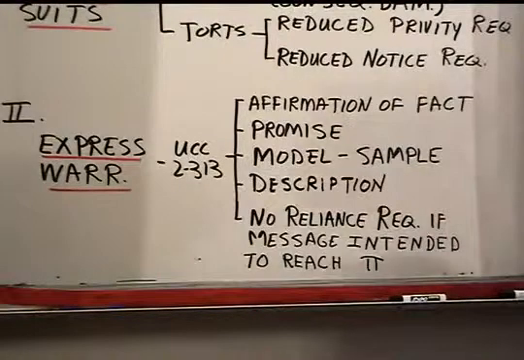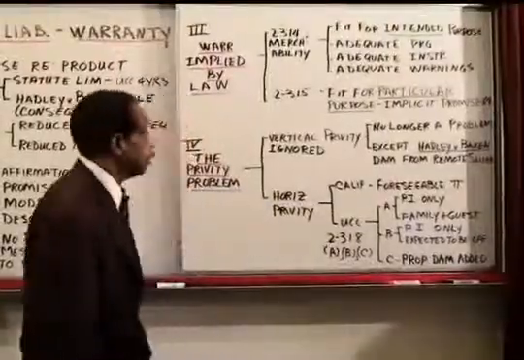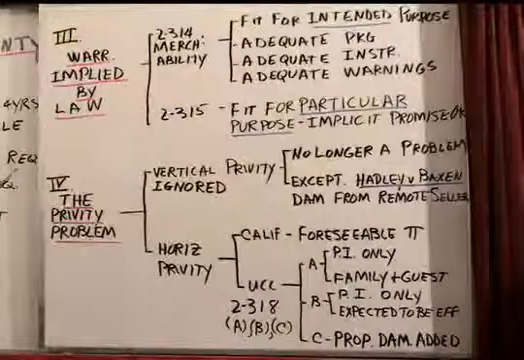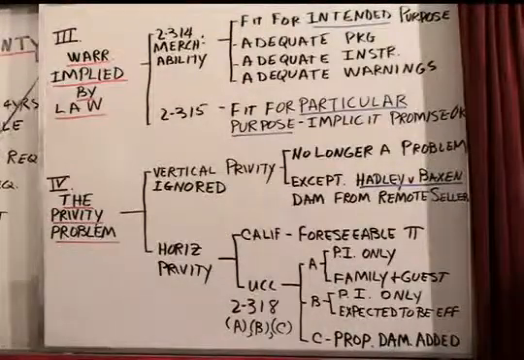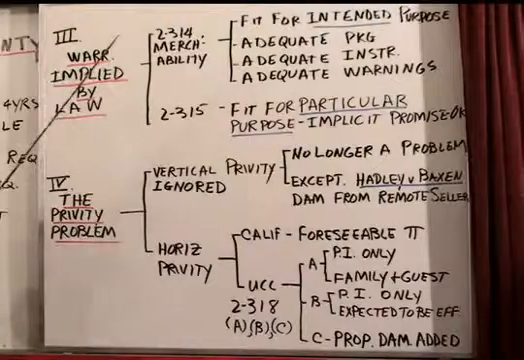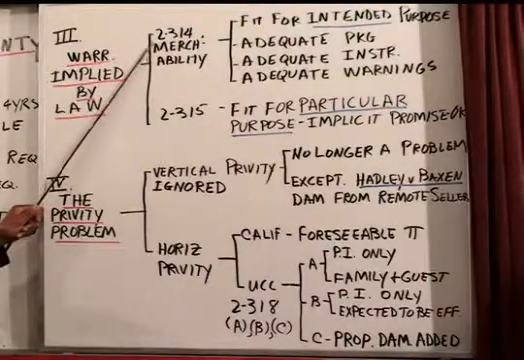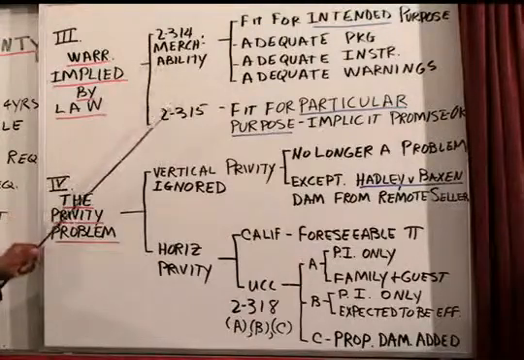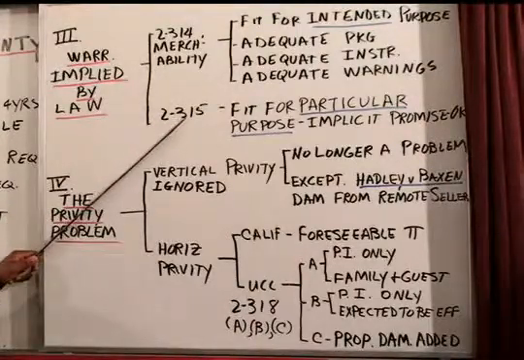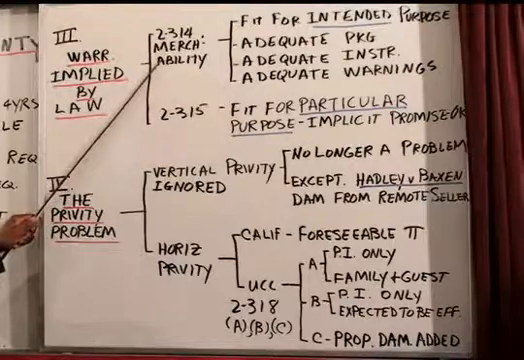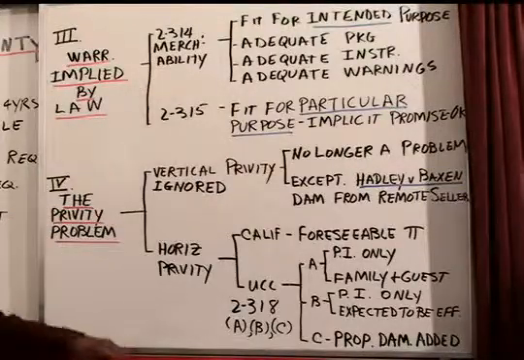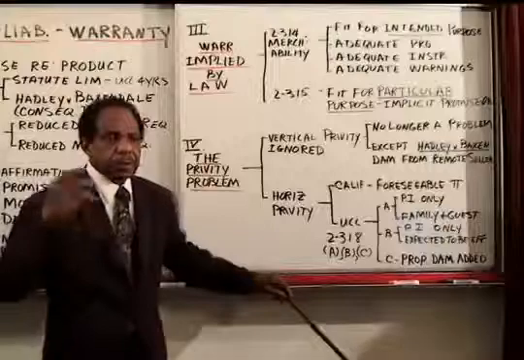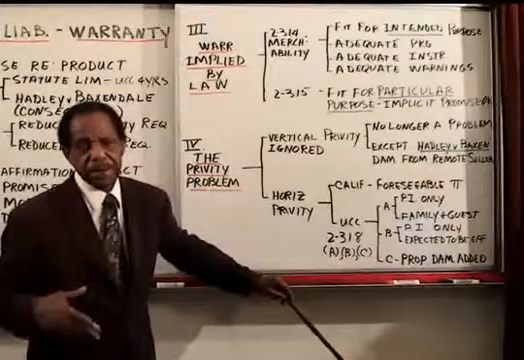But now we come to the implied warranties. Now, there are two kinds of implied warranties. These are implied by law, and these two warranties are at 2-314, which is the warranty of merchantability, and 2-315, where there's a warranty that the product is fit for the particular purpose for which it was intended. Let's go to 2-314. First of all, if you look at 2-314, you see there are lots of implied warranties.